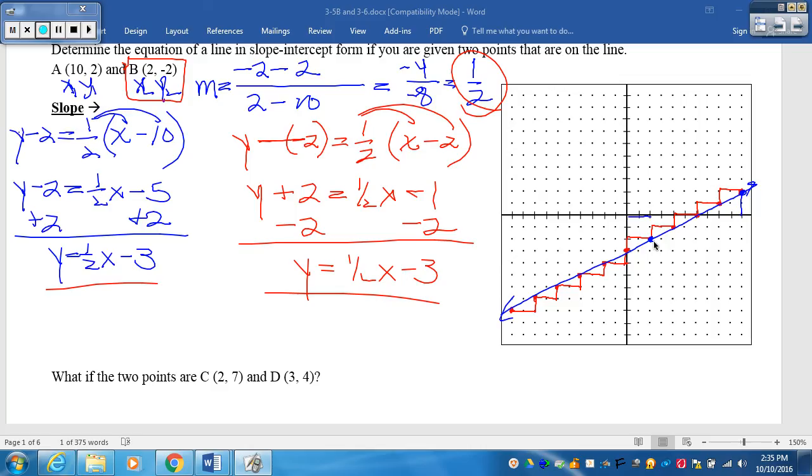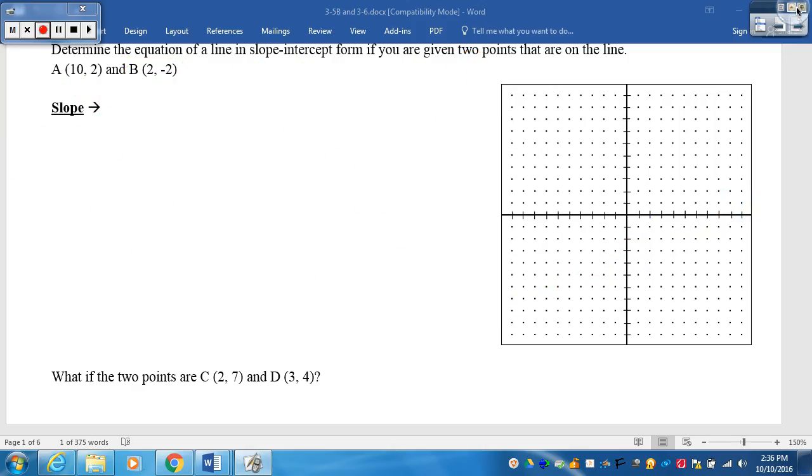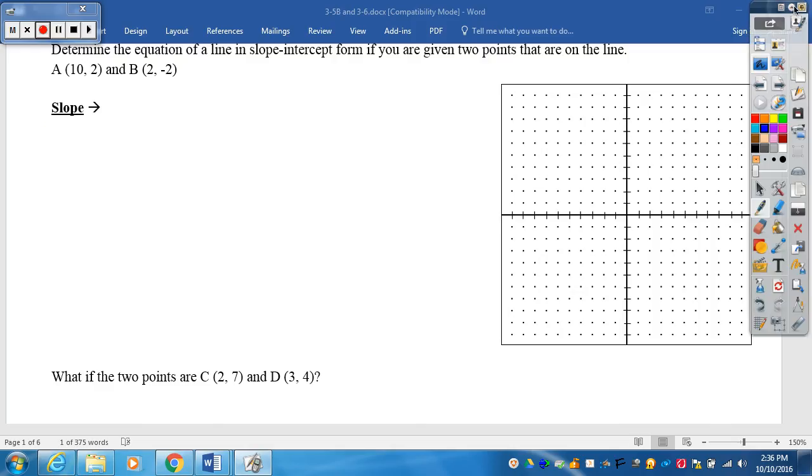So what I'd like you to do over the next couple of minutes, you see we've got one last problem down here, 2 points, points C and D, and I'd like you to go ahead and use the algebra here. I want you to use the point-slope form and see if you can come up with the equation. Pause your computer for me, and once you're done with that, come back to me and we'll see how you did.